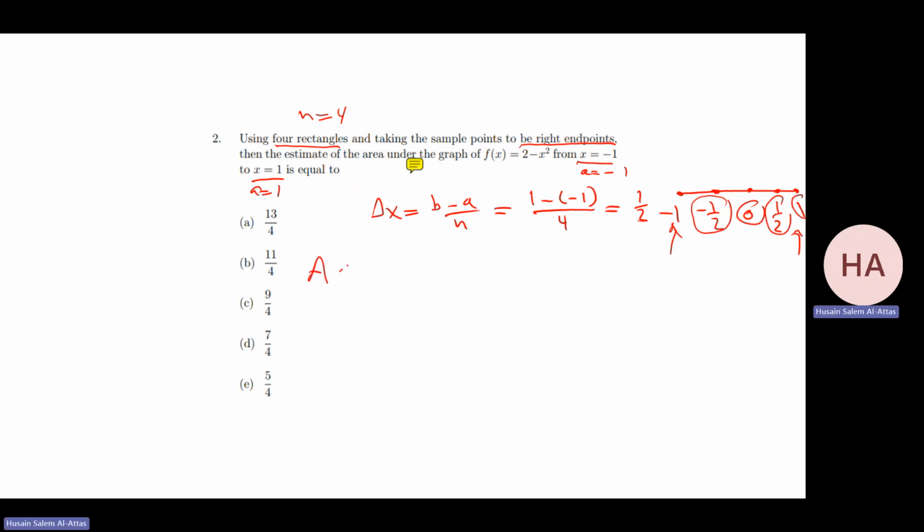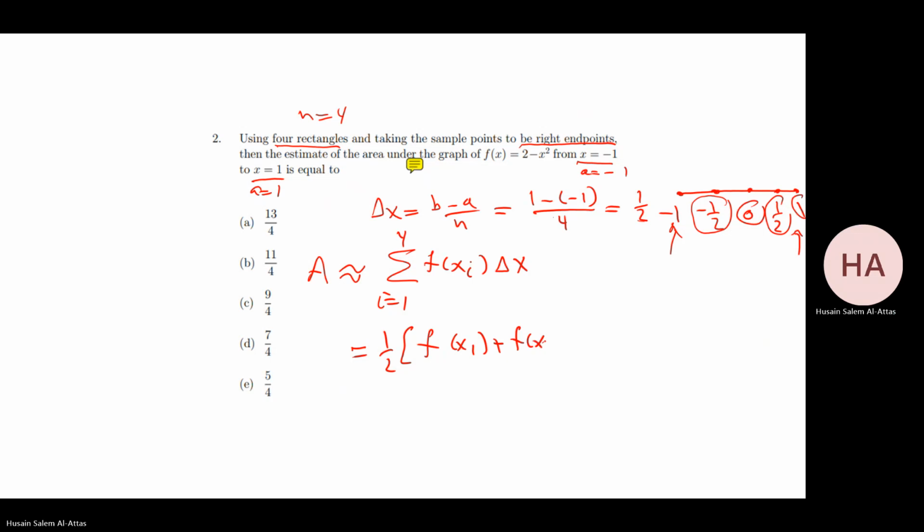Okay. The area approximately will be the summation i equals 1 to 4 of f of xi delta x. Delta x is half. So that will be half times f of x1 plus f of x2 plus f of x3 plus f of x4. F of x1 is minus half, that will be 2 minus 1 over 4, plus f of x2. This is x1, this is x2, this is x3, this is x4.